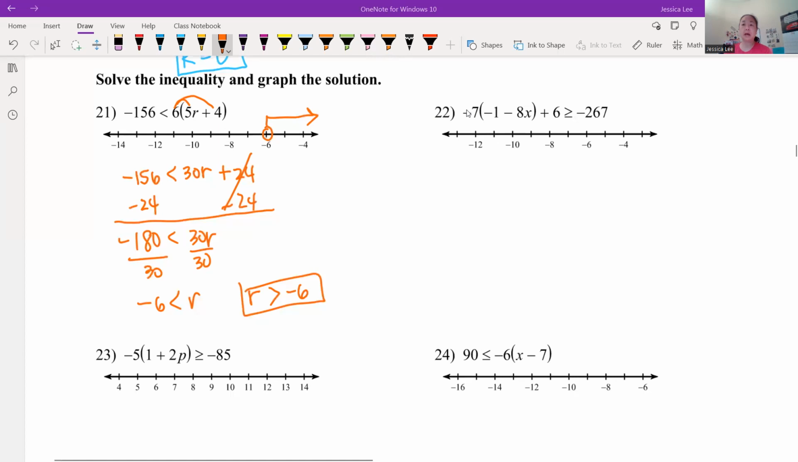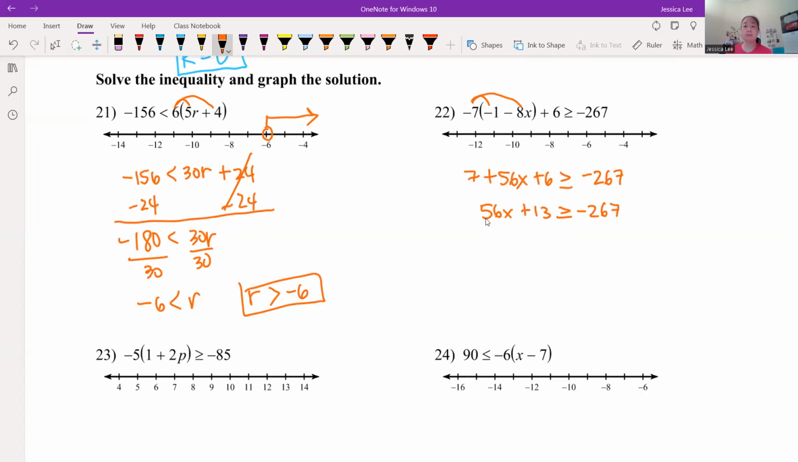So 22 is going to have parentheses right here. So again, we're going to just distribute. So it's going to be -7 times -1 is going to be 7. -7 times -8 is going to be positive 56x. And we're going to copy the rest of it down. So +6 is greater than or equal to -267. All right, we got some like terms here on the left-hand side. So we're going to have 56x, 7 plus 6 is going to be 13. It's greater than or equal to -267.